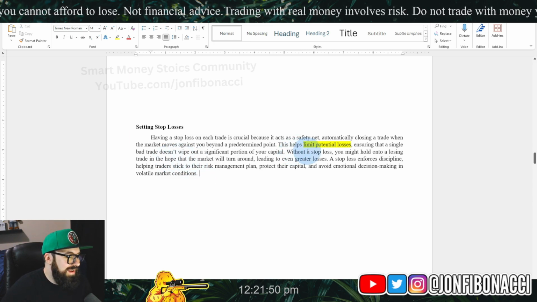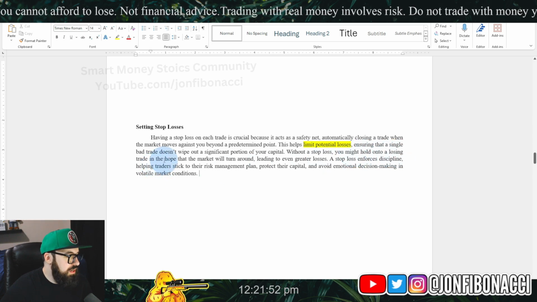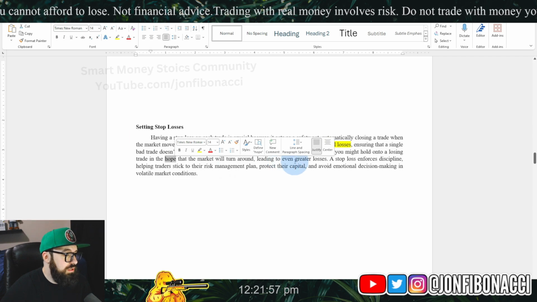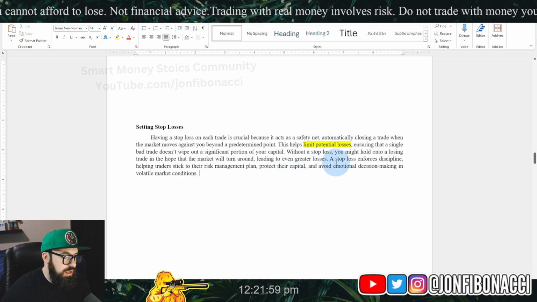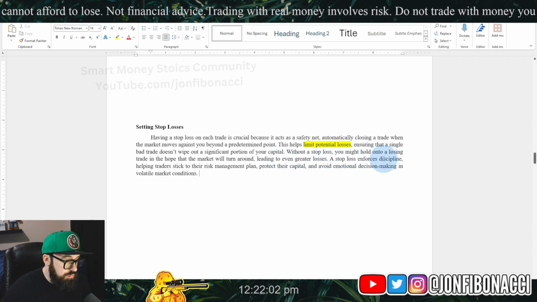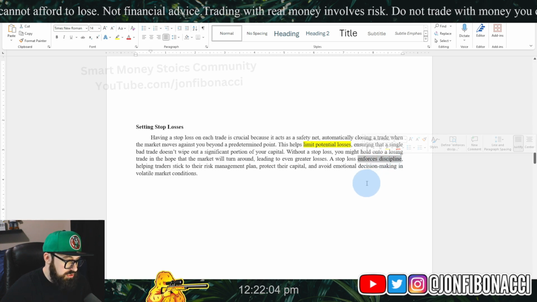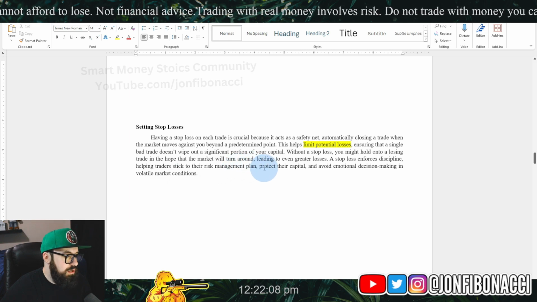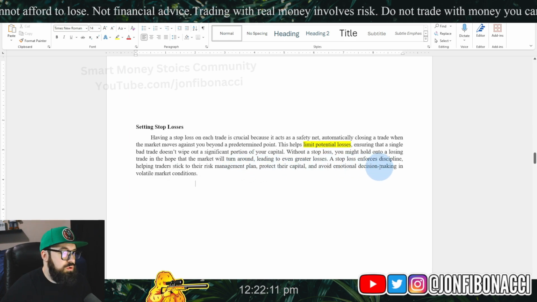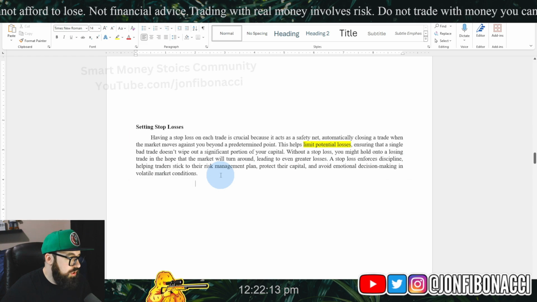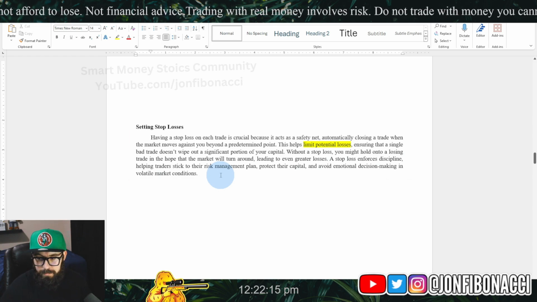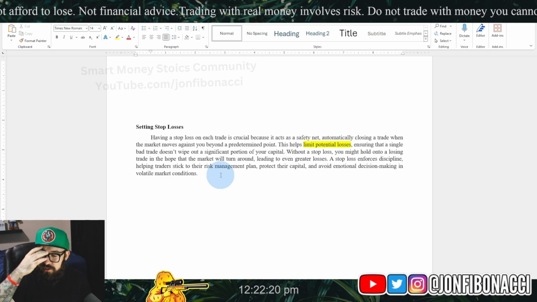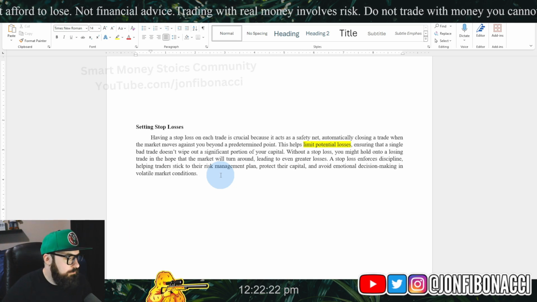Let's restart. Without a stop loss, you might hold on to a losing trade in the hope that the market will turn around, leading to even greater losses or a greater loss. A stop loss enforces discipline. There's that D word. A stop loss enforces discipline, helping traders stick to their risk management plan, protect their capital, and avoid emotional decision-making in volatile market conditions. Right, Naruto. Hope is not a strategy. It's not. So, there you go.